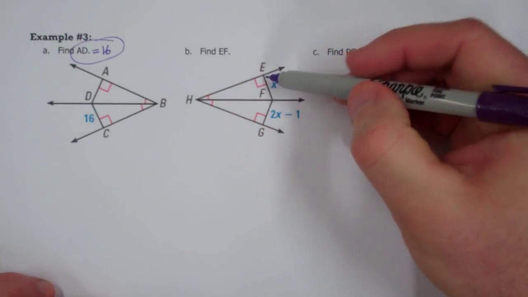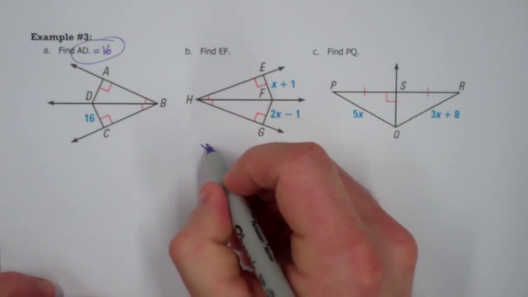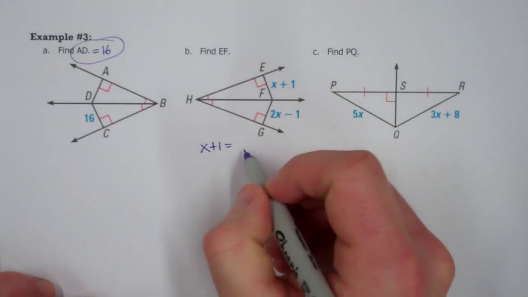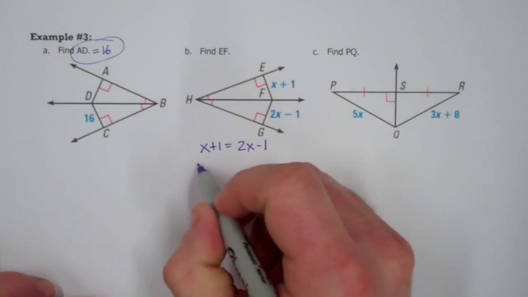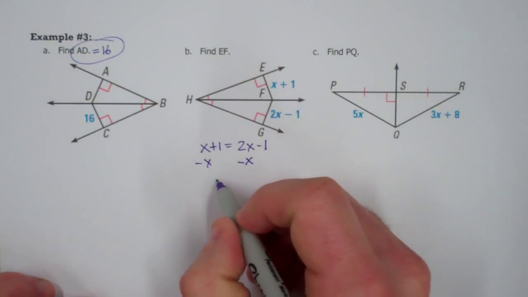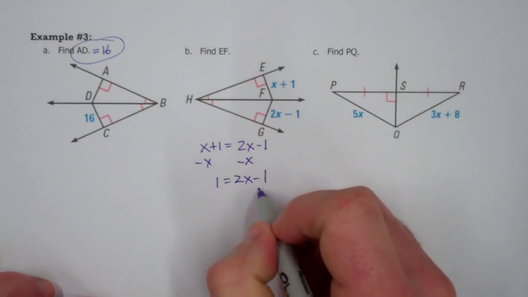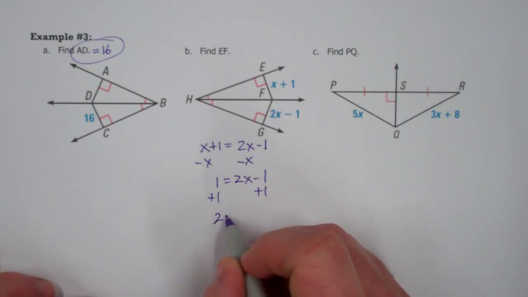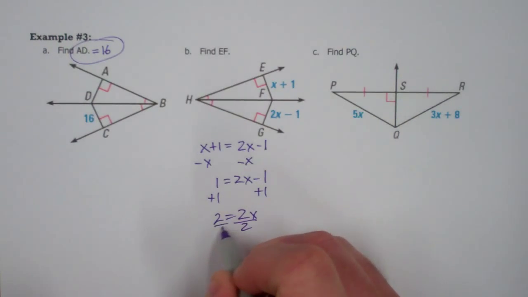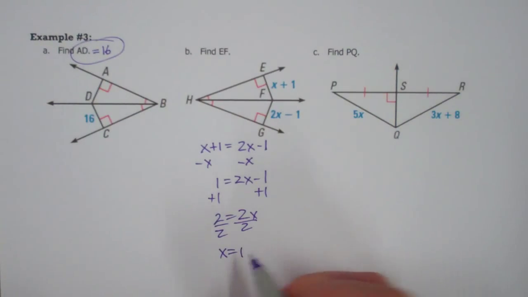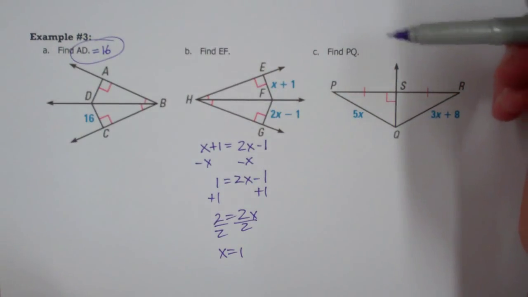We can use that knowledge here to solve for EF. EF is x plus 1, and FG is 2x minus 1, and those are going to have the same length. So we could subtract 1, add 1, and divide by 2. And x will be 1 here. Let's see if that worked out.